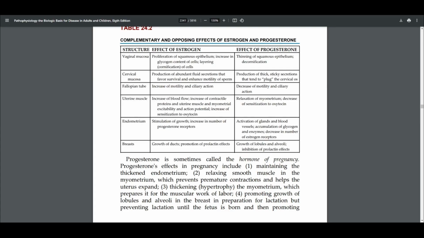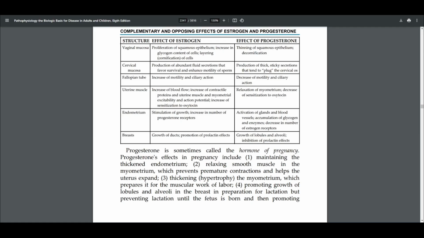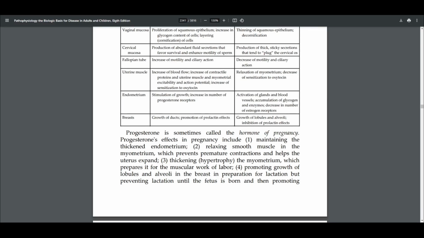Progesterone is sometimes called the hormone of pregnancy. Progesterone's effects in pregnancy include maintaining the thickened endometrium, relaxing smooth muscle in the myometrium, which prevents premature contraction and helps the uterus expand, and thickening (hypertrophy) of the myometrium, which prepares it for the muscular work of labor.